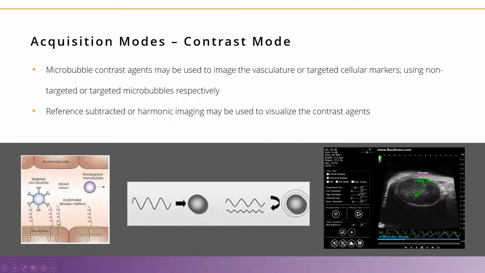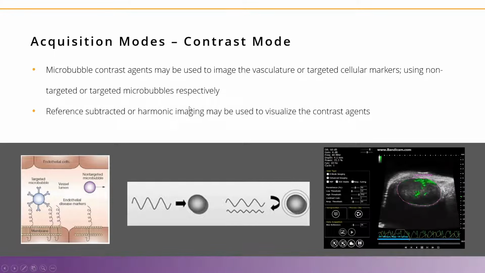Detecting the level of expression of that cell marker can be done as well. With this Prospect T1 system, there are two ways to look at the contrast signal. One that you're seeing here on the right is called reference subtracted, where you're taking an image before any contrast was injected, and you're subtracting it from the image or the cine loop in which that contrast agent was injected. The difference is going to be colored green, and you're therefore able to see the green overlay on this image.